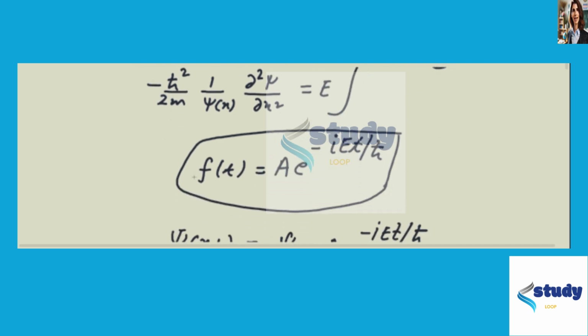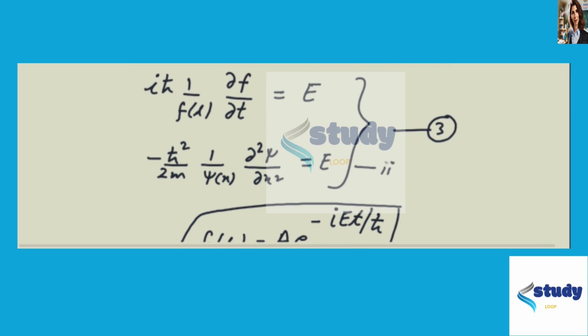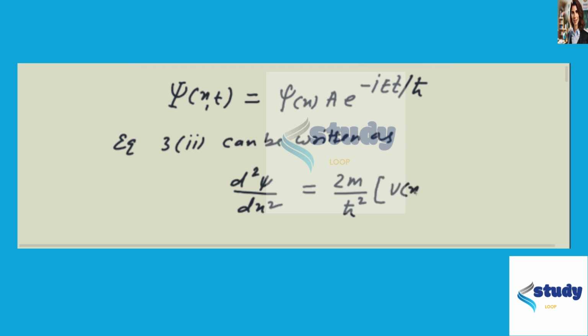Let's rewrite this equation as the hint given in the question. This second equation, 3 second, can be written as d2 psi by dx square is equal to 2m by h bar square (V minus E) psi, where the potential energy V is a function of the position only, and psi is a function of x only.